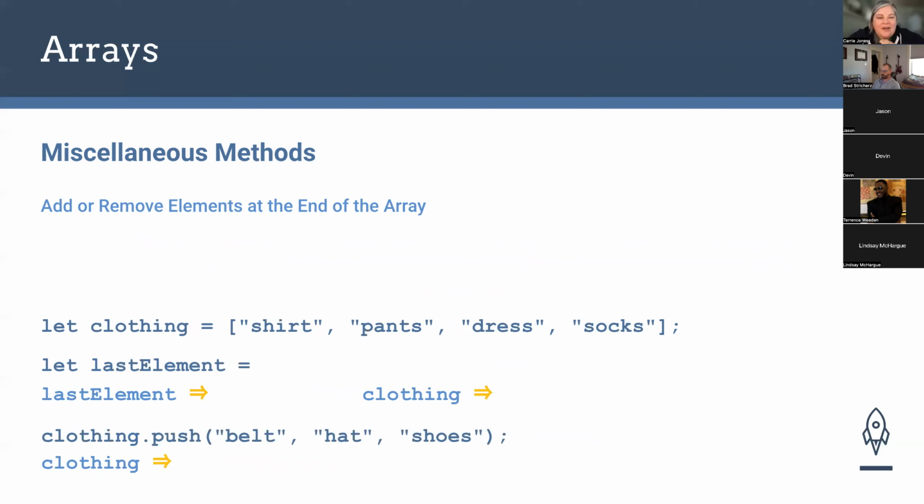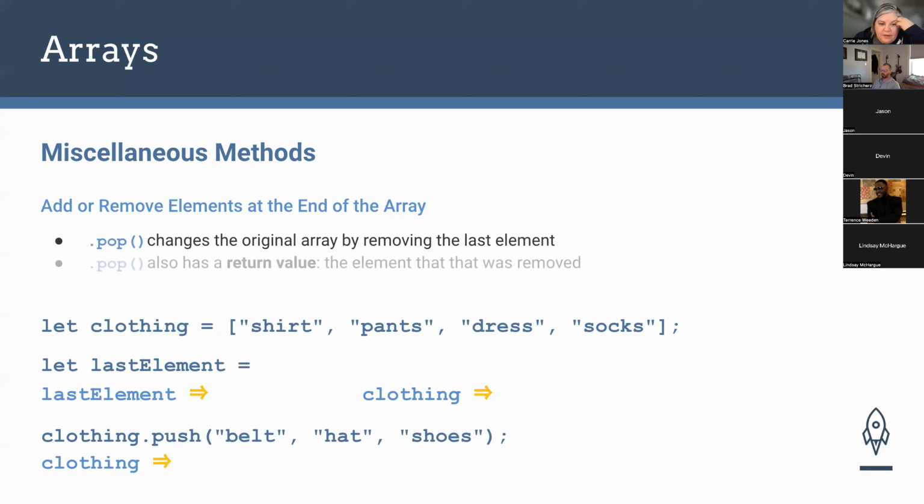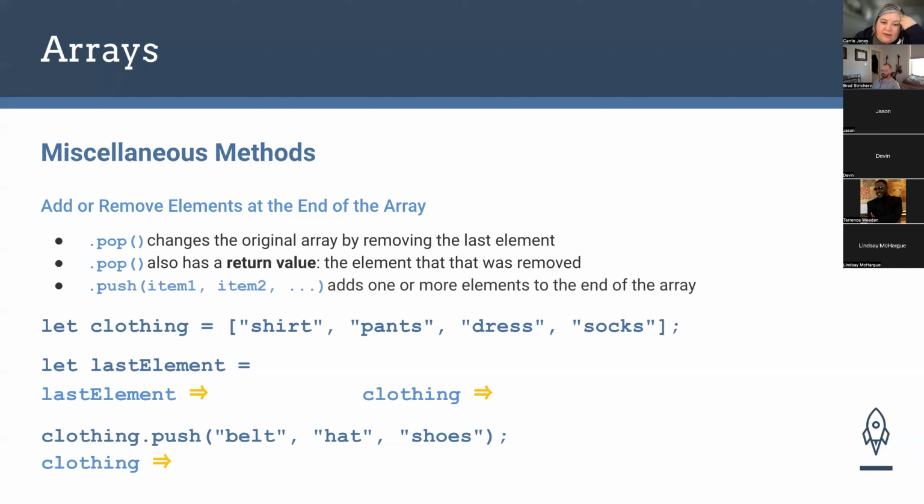Okay, so now we're going to get into the methods where we add or remove elements. There are five that you would use probably most of the time, and some of them you'll use more than others. But I'm going to do them by which part of the array you're working on. We'll break it up that way. So let's talk about the end of the array. Pop will change the original array by removing the last element. And pop also has a return value. So if you actually want what that last element is, you can store that or use it somehow, because it'll return that element that was removed. But either way, it changes the original array.